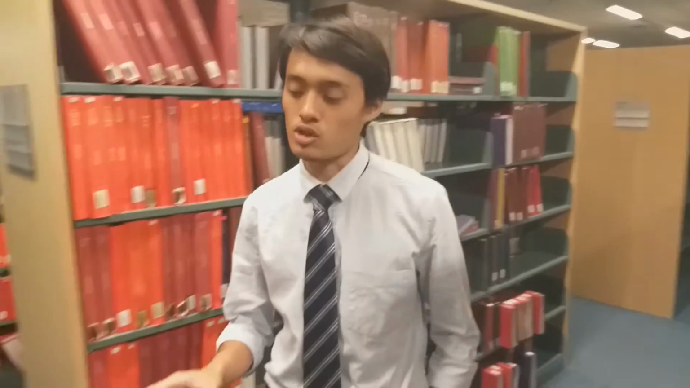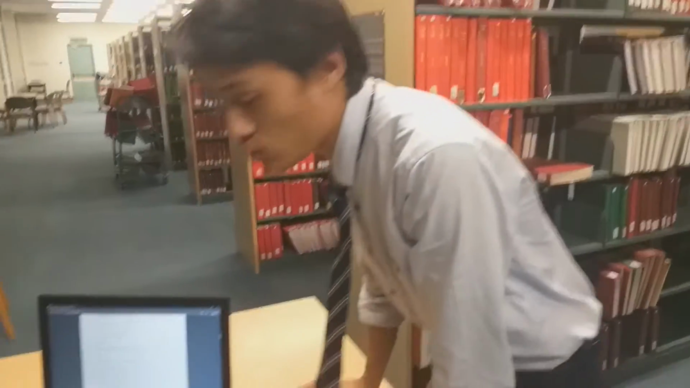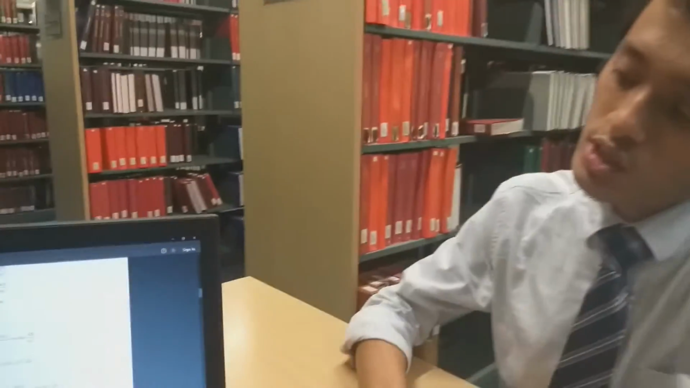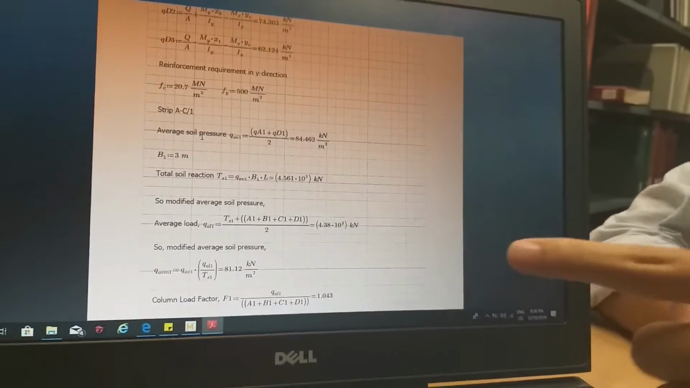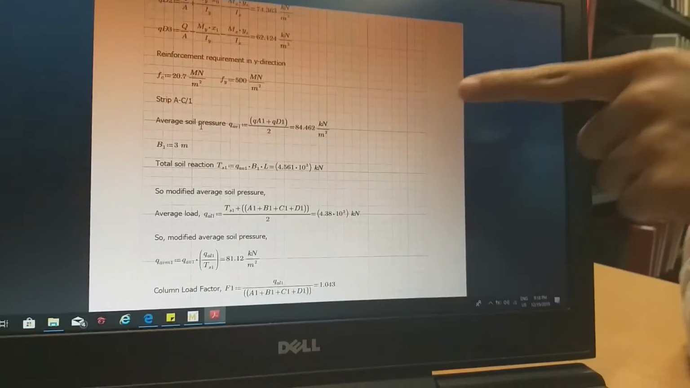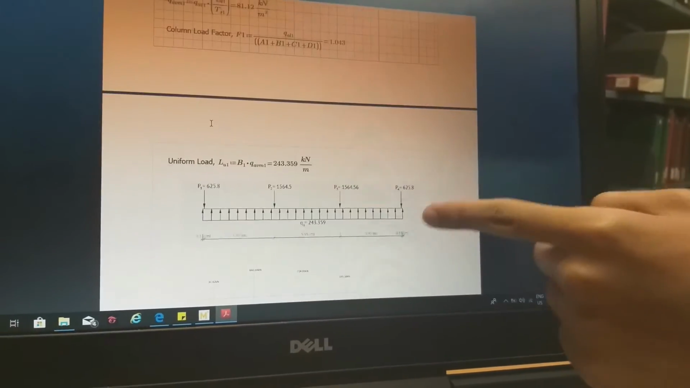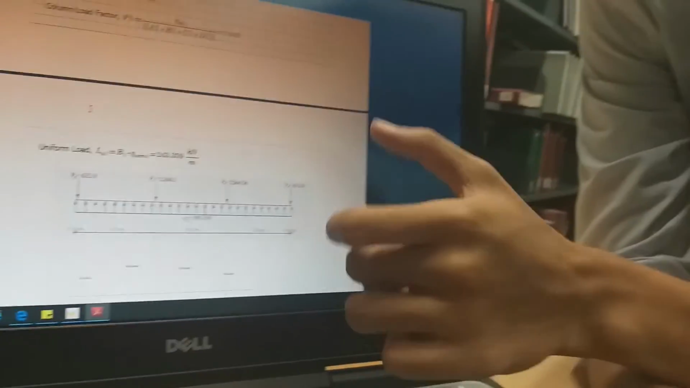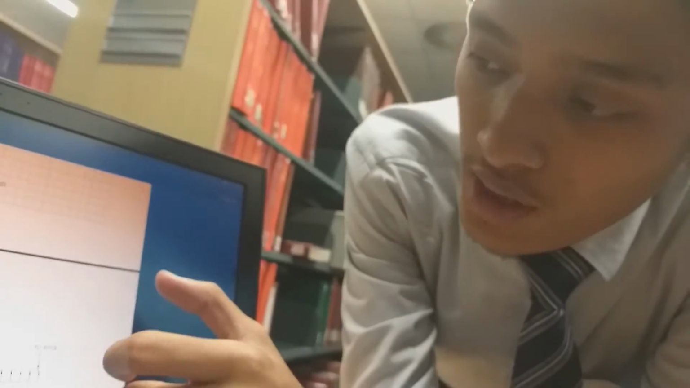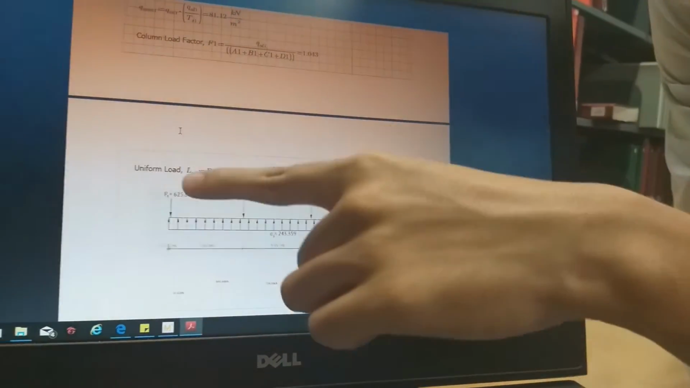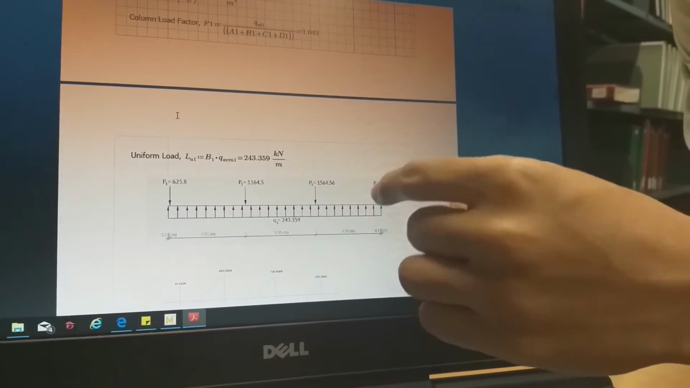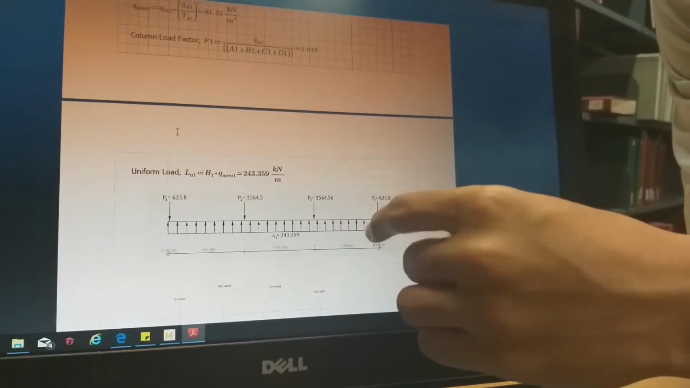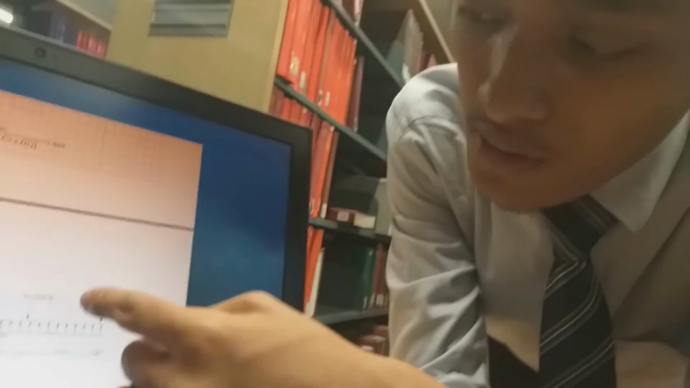Today I'm going to show you how we calculate the shear force and bending moment diagram for this particular problem. If you look at this diagram, how do we come up with it? The first thing that is very important for us to know is the point loads and how much the uniform distributed load is. How come we have a uniform distributed load? Because this is actually the soil pressure that is exerted on the foundation.